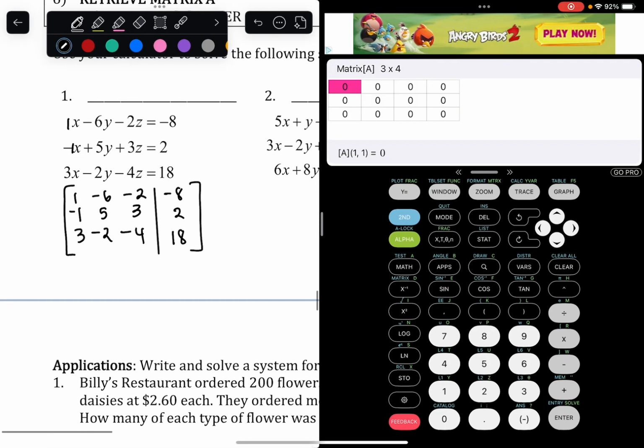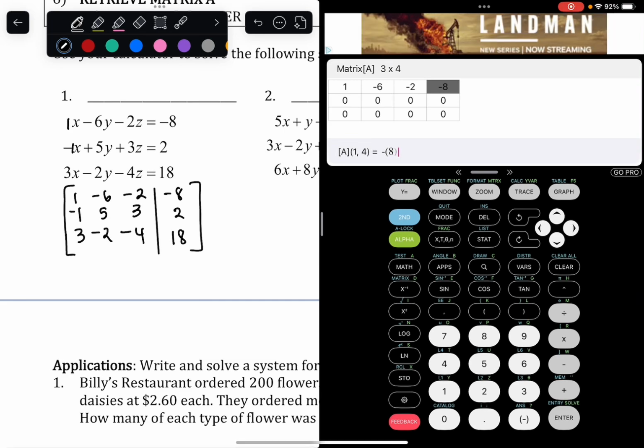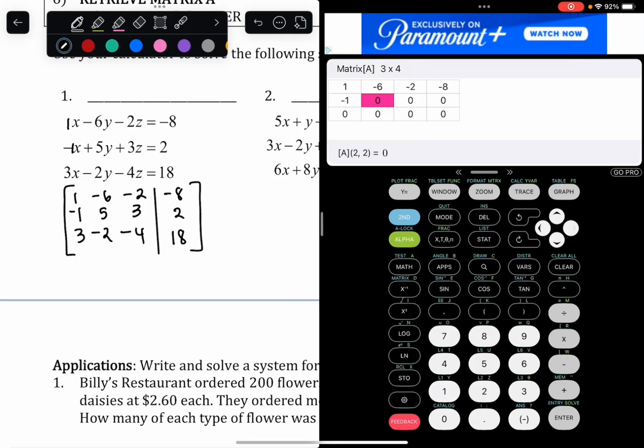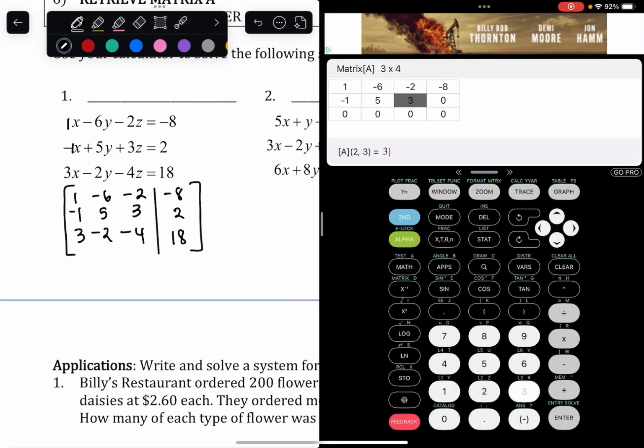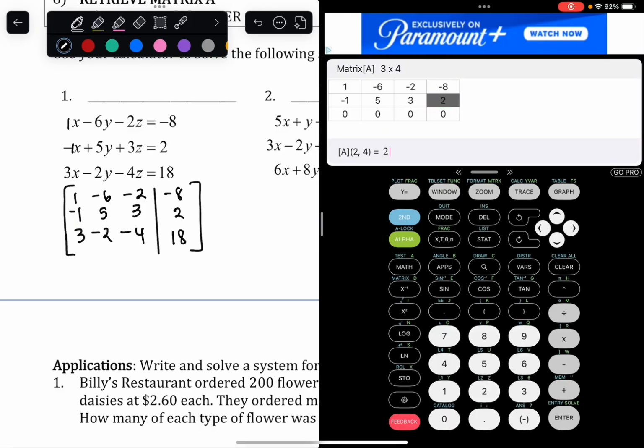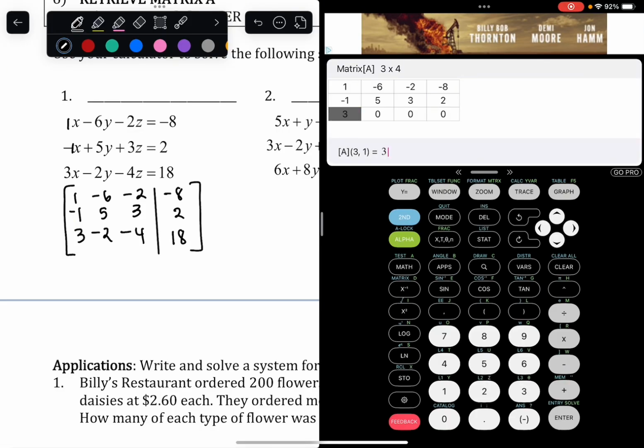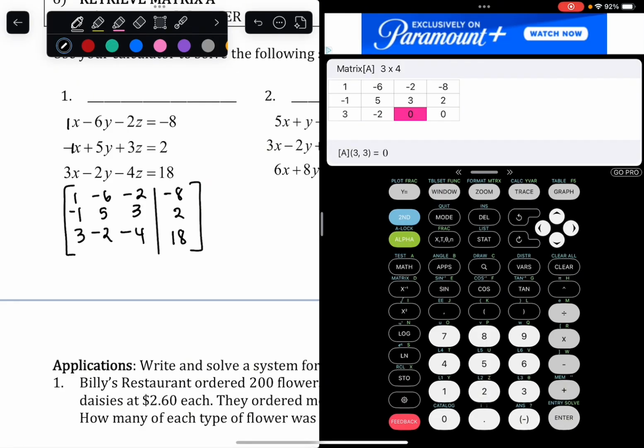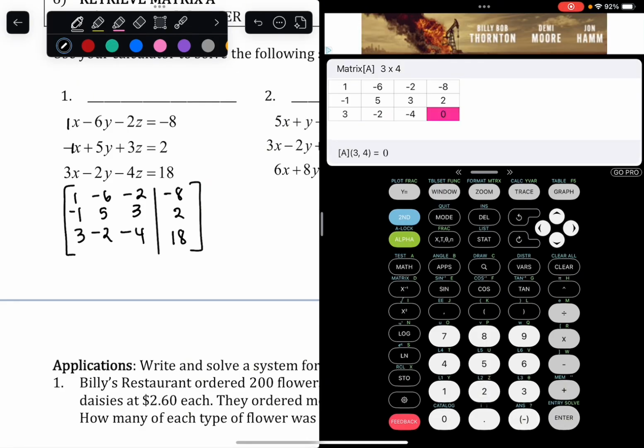Okay, and so we're going to type those in, 1, and then when you press enter, it takes you over to the next column. So -6, -2, -8, and then -1, 5, 3, 2, and then 3, -2, -4, and then 18. I'm just pressing enter each time.